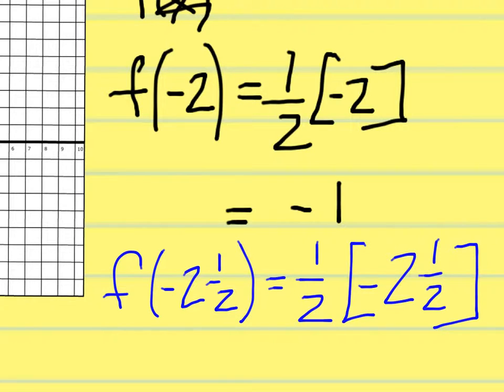Negative 2, think of it as negative 2.5. What's the greatest integer that's less than or equal to negative 2.5? Negative 3. You were right. I didn't understand what she said, but it is negative 3.